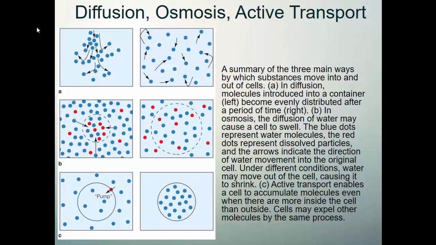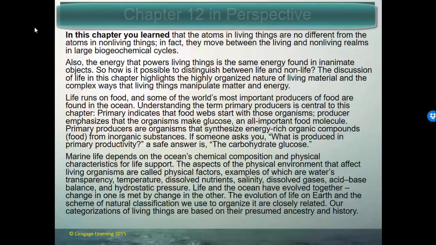Now, if the gradient was opposite, then you would see that cell shrink, as we showed you on the previous slide. In active transport, it takes energy and it allows a cell to accumulate molecules even when there are more inside the cell than outside the cell. So you can pump molecules into the cell. And then cells may also expel molecules by that very same process.